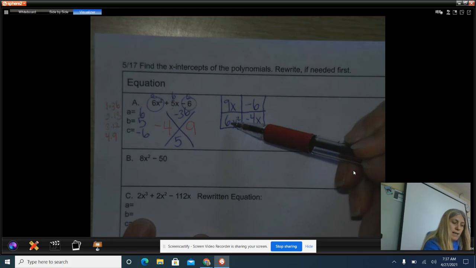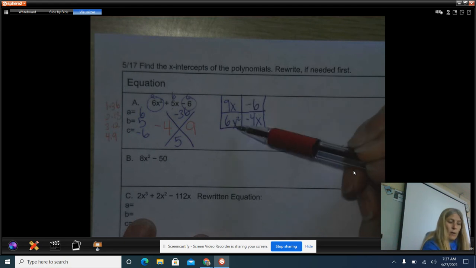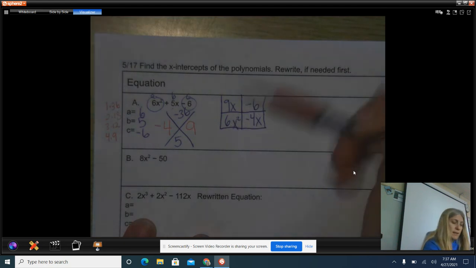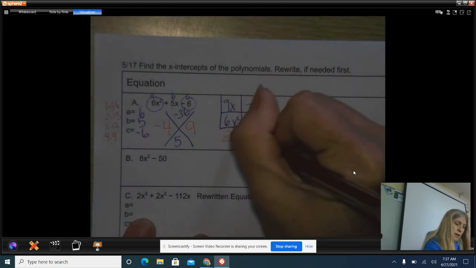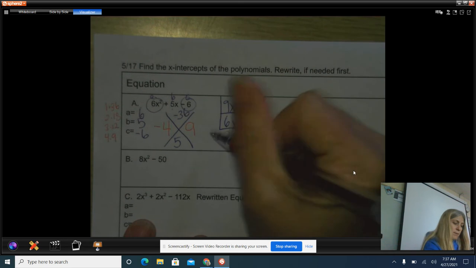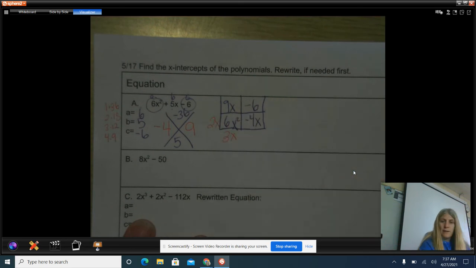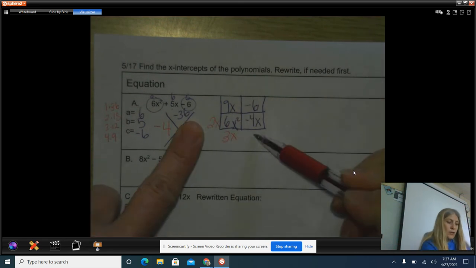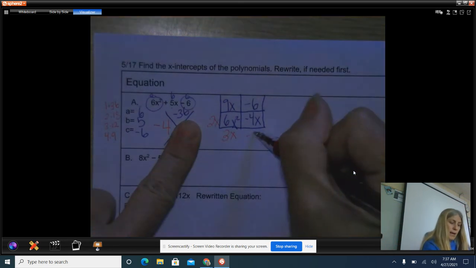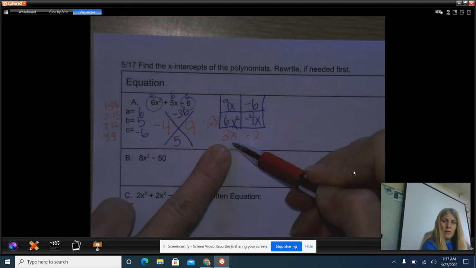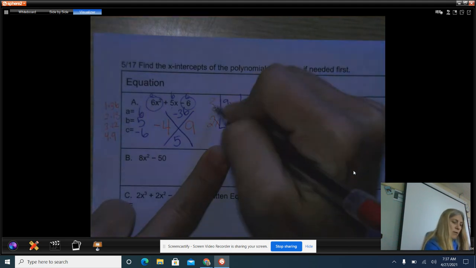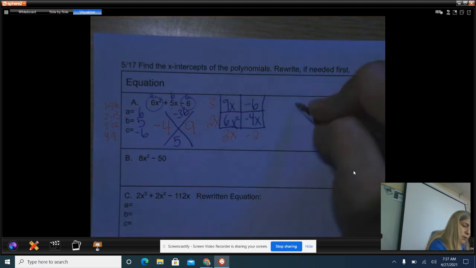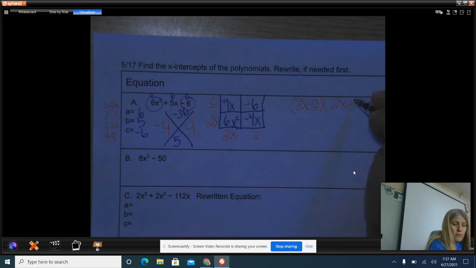In this direction, I see that my smallest number is a 6, but it doesn't go evenly into 9. But I know 3 goes evenly into both 6 and 9, so I can take a 3x going this direction. I know that 3x times 2x gives me 6x squared. I know to turn a 2x into a -4x, I multiply by -2. And to turn a 3x into a 9x, I multiply by 3. So my product form is 3x minus 2 times 2x plus 3.